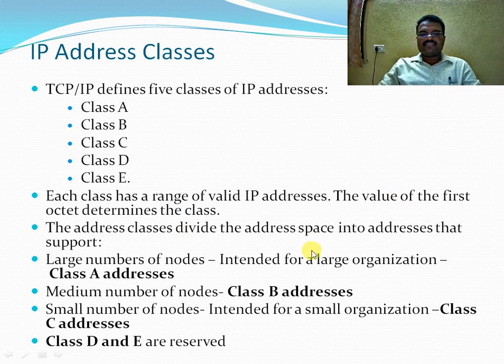The address classes divide the address space. Addresses that support a large number of nodes, intended for large organizations, use Class A. A medium number of nodes uses Class B. A small number of nodes, intended for small organizations, uses Class C, and Class D and E are reserved. So there are 5 IP address classes: A, B, C, D and E.